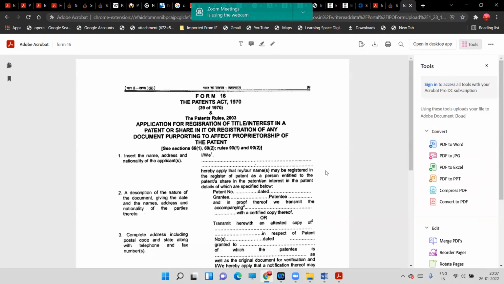Patent number, date, grantee, patentee, and proof thereof. We transmit the accompanying with a certified copy thereof. Okay. Describe the nature of the document, give the date and name, address, nationality of the party thereof. Ma'am, here grantee and patentee both, he will write or only in one?